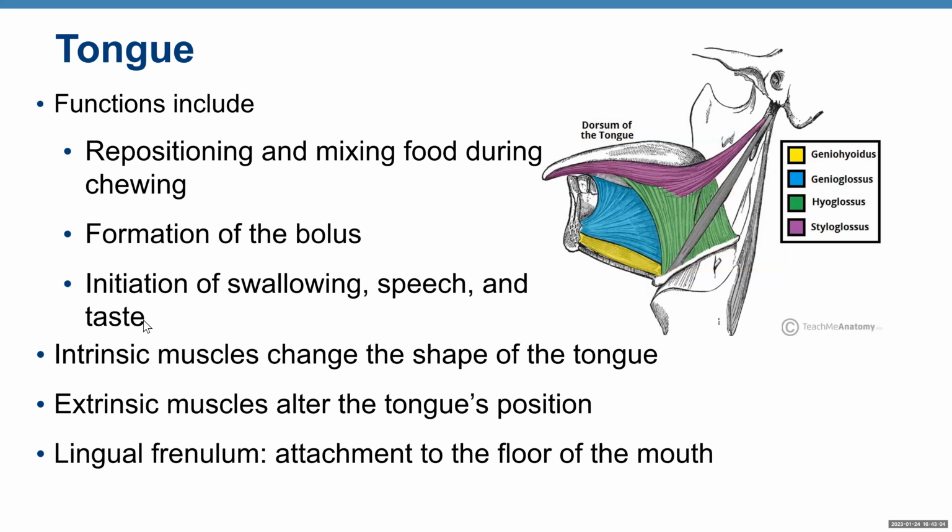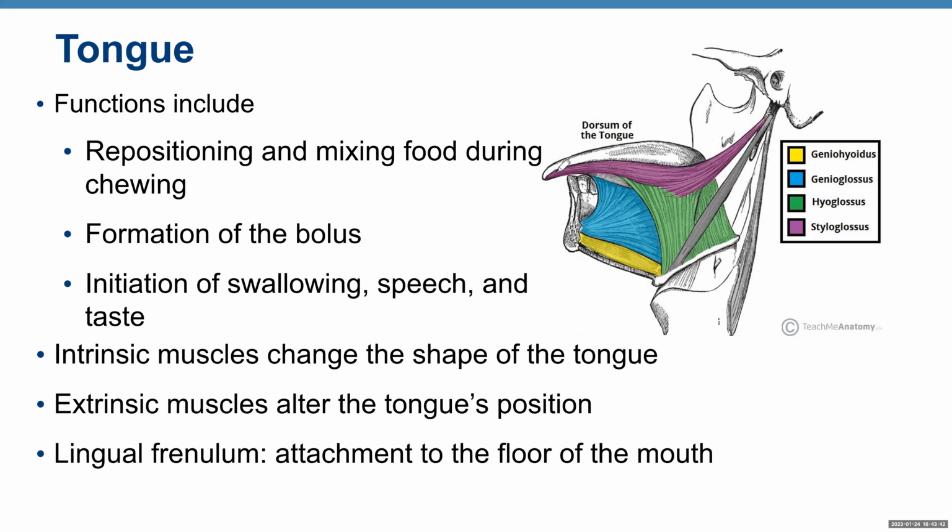Tongue function includes repositioning and mixing food during chewing, formation of the bolus, initiation of swallowing, speech, and taste. Intrinsic muscles change the shape of the tongue. Extrinsic muscles alter the tongue's position. And the lingual frenulum is the attachment to the floor of the mouth.